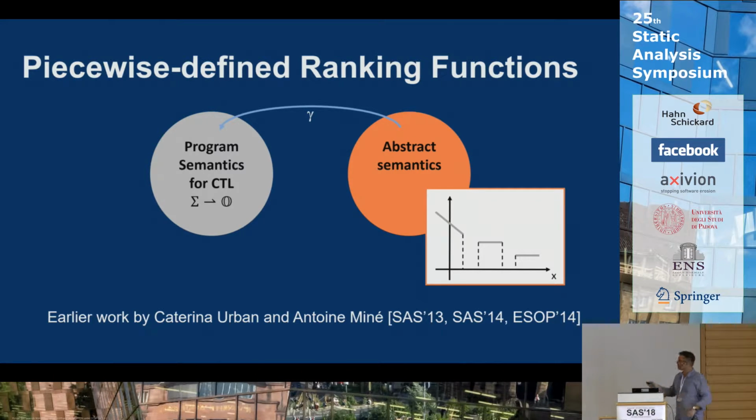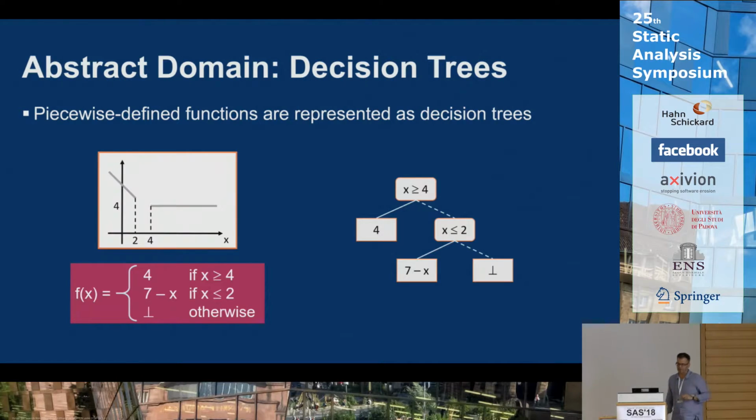The idea is that we define an abstract semantics based on these piecewise defined ranking functions such that the concretization of those abstract values gives us these functions that map states to ordinals that we have seen on the previous slide. The way we represent those piecewise defined ranking functions is through decision trees. Here I have an example, and here's the mathematical notation of the function. That function is a constant 4 if x is greater or equal 4. That's this segment here. It's 7 minus x if x is less or equal 2. That's this segment here. And it's not defined between 2 and 4, so it's bottom there.